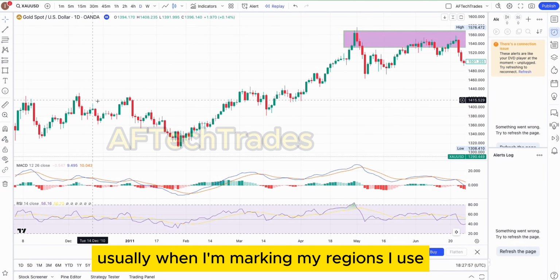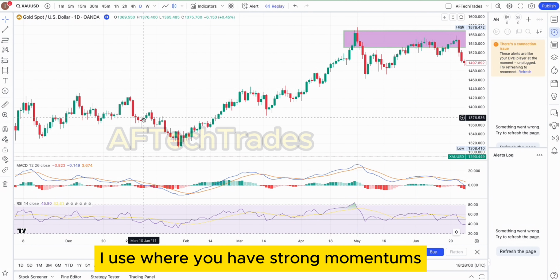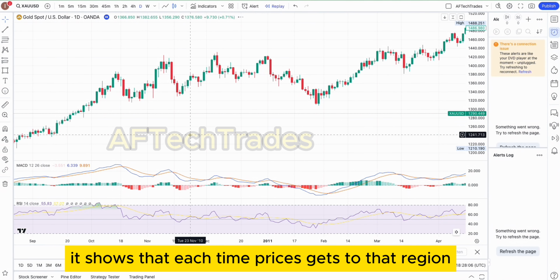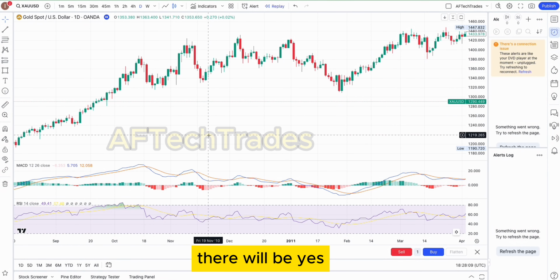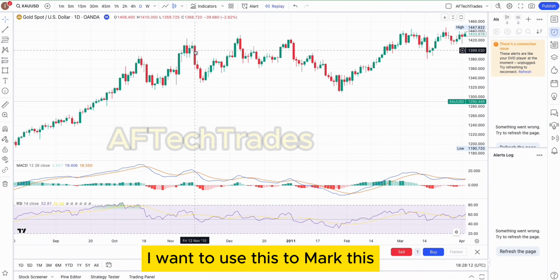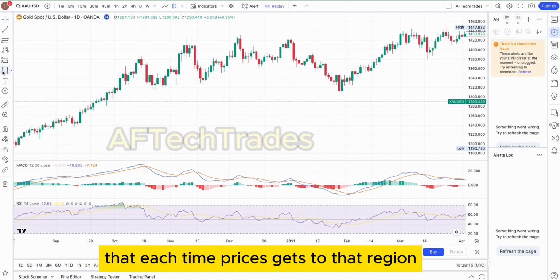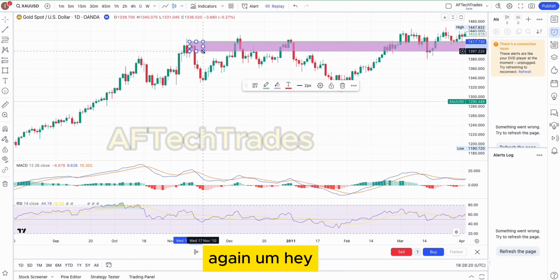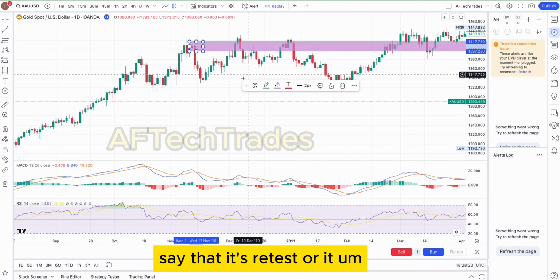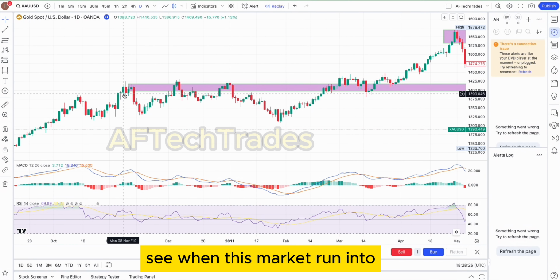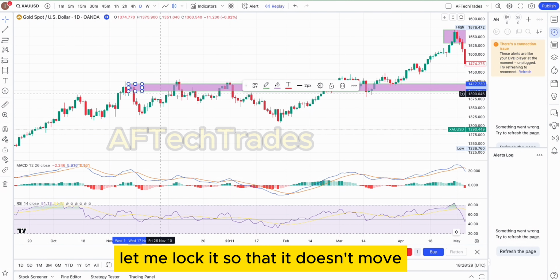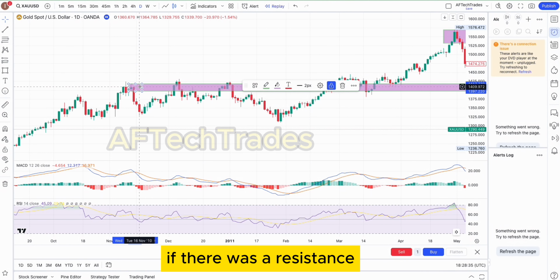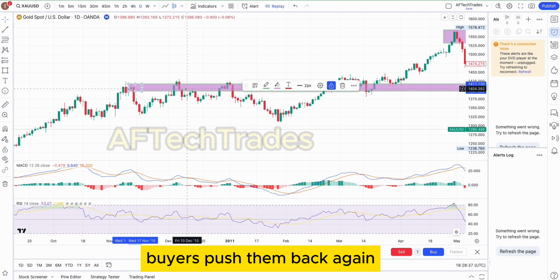Usually when I'm marking my regions, I use where you have strong momentum to mark regions. Strong momentum shows that each time prices get to that region, it's either a retest or it goes back. See, when this market ran into this region, let me lock it so that it doesn't move. When we have this market within this region, there was a resistance here, it came back, buyers pushed them back again.